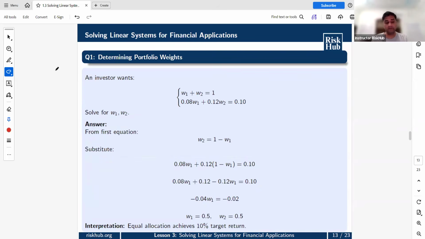Now we are going to the questions, right? When we look at the questions, the first question is about determining the portfolio weights. Now we move into an applied finance example. Again, this is excellent because this is how equations become real investing decisions, right?